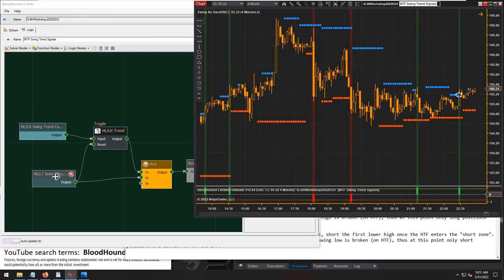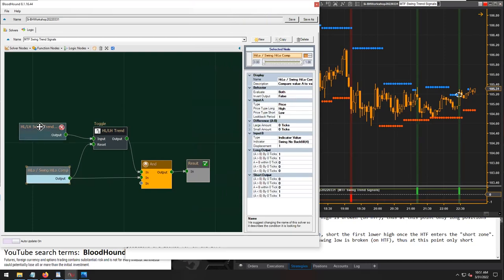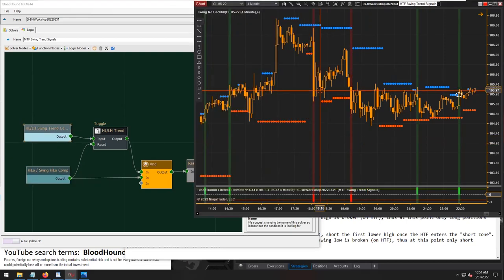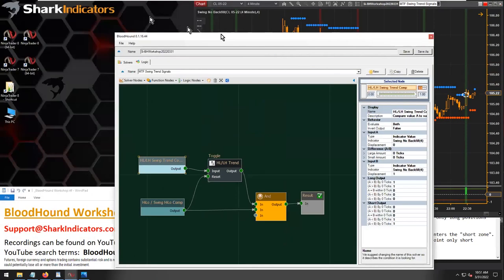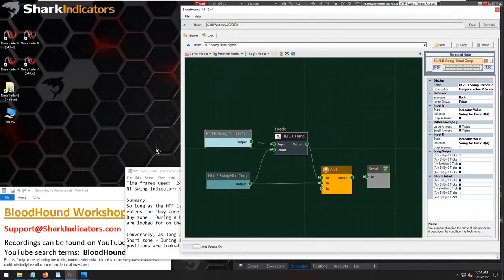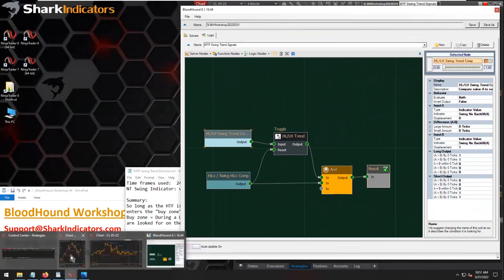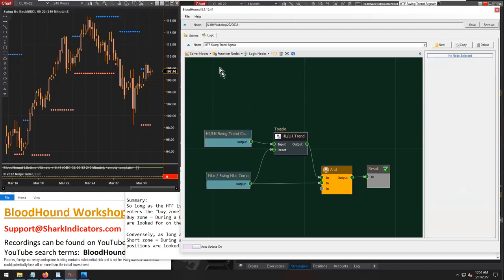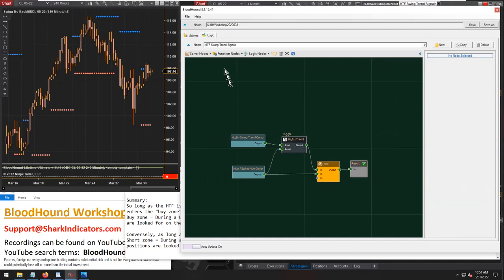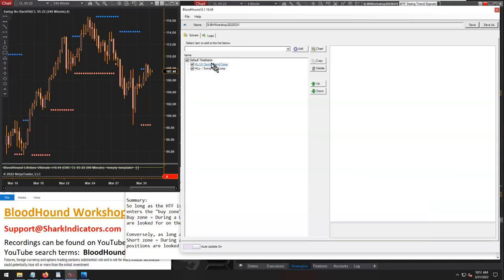So now we need to apply this to both timeframes. Right now we've only been working on the 4 minute time frame here, so we also want to apply this to the higher time frame. I have the same thing going on over here on a 240 minute chart. So let's build this on the higher time frame here. What I'm going to do is switch over to the solvers tab.